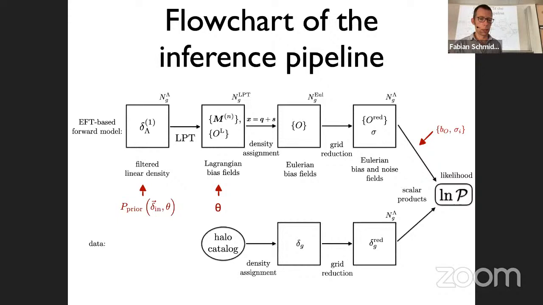The data is basically just a density assignment from a halo catalog or a galaxy catalog, and then a grid reduction, because we only need modes up to lambda. Do you do any smoothing in real space on the data? No, it's all sharp k filtered. Well, basically, in the density assignment there's a smoothing built in because you use some grid assignment kernel, but it's on a very small scale. It's not really relevant. So the name of the game then is to make this fast so that we can evaluate thousands of these forward models quickly.